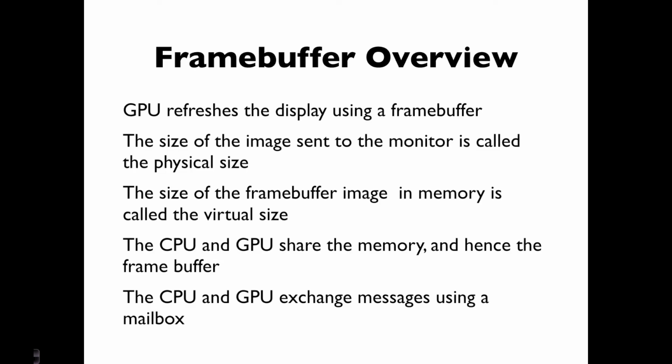Here's the overview. The GPU refreshes the display using the frame buffer. The frame buffer is the location in memory that's shared by the CPU and GPU. The CPU puts data there, and the GPU ends up getting it onto the screen. And by the way, why doesn't the CPU do that? Why can't we just make the CPU do that?